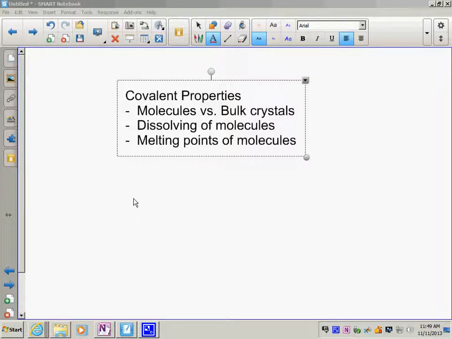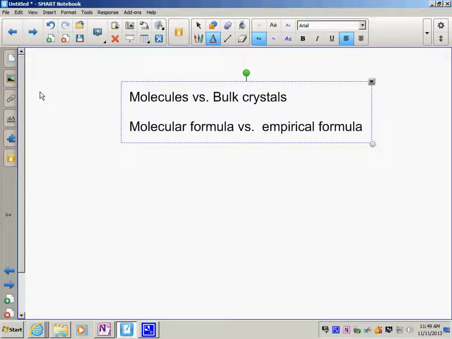This video will basically encompass three things. One, what is a molecule? How will that compare to a bulk crystal of an ionic compound? How do we go about dissolving molecules, and then melting points of molecules? All right, so a molecule versus a bulk crystal.